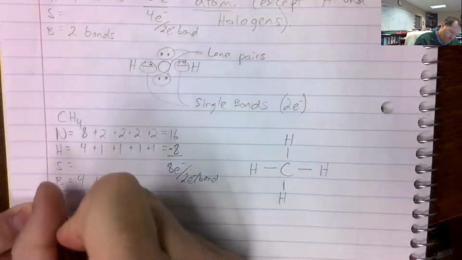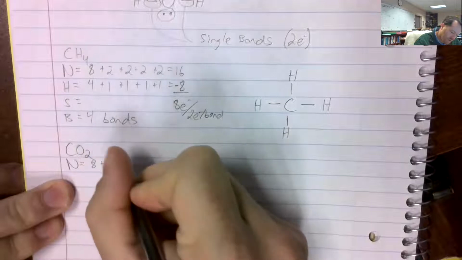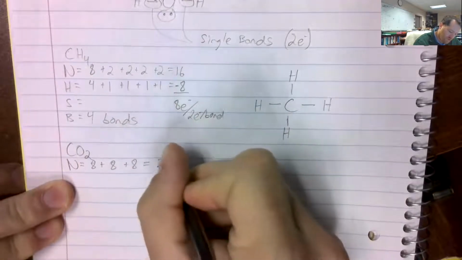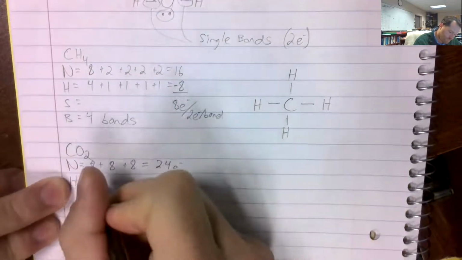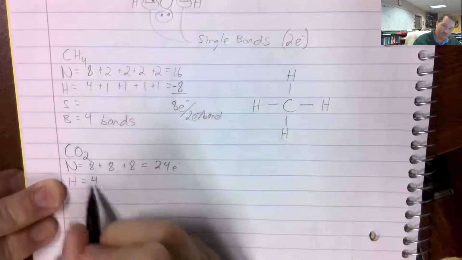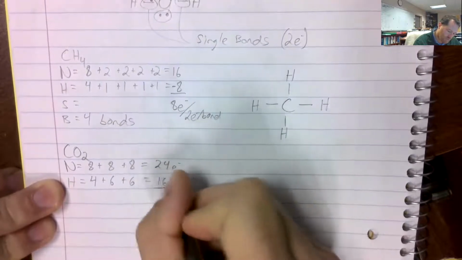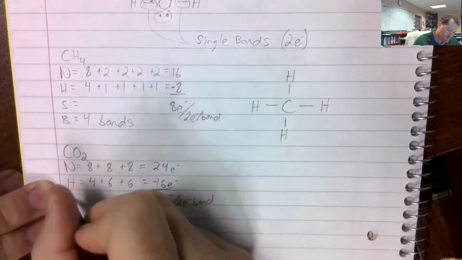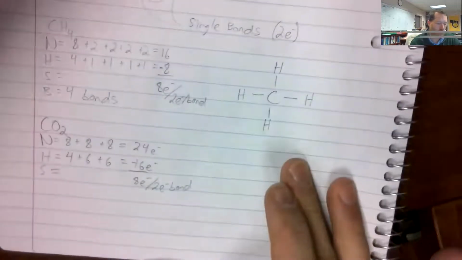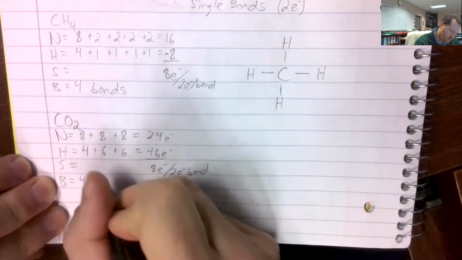Let's bump it up 1 level here. Let's take a look at carbon dioxide. Okay, no more hydrogens to play around with. That means everybody here needs 8. So we need a total of 24 electrons. Carbon has 4. Each of my oxygens has 6. Can we find the difference? And that's our share. And then we divide by 2 to get our bonds, we're going to have 4 bonds.